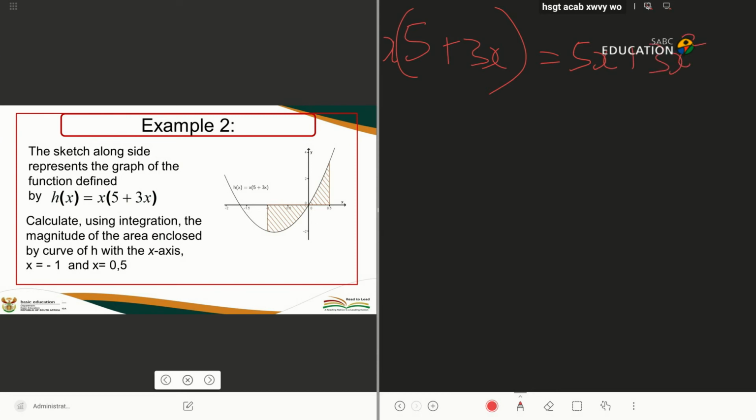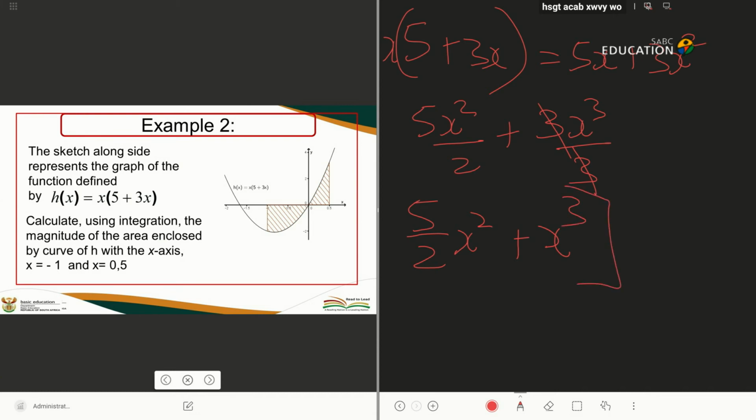Then from there you must find the integral of 5x plus 3x squared. This is going to give you 5x squared over 2 plus 3x cubed over 3. Then this will simplify into 5 over 2 x squared plus x cubed.